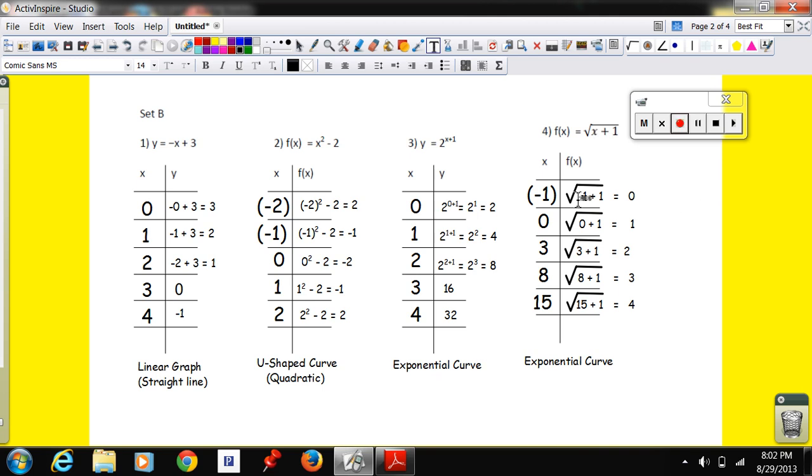Another curve, because it's a square root. I would put in these numbers because that'll give me perfect squares to come out, and I won't have any irrational numbers. So that's what I would use. Pause it, get those down. I'm going to the next page.